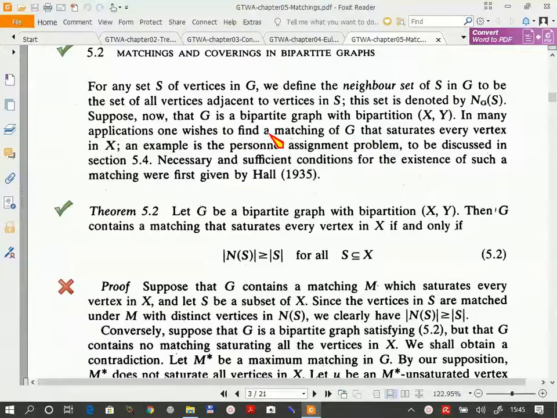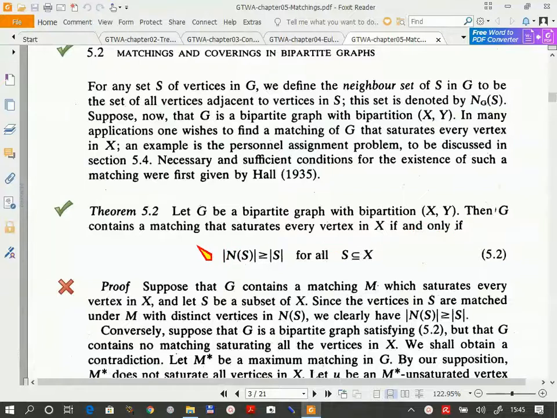Now suppose that G is a bipartite graph and that we have the bipartition X, Y. In many applications, one wishes to find a matching of G that saturates every vertex in X. An example is the personnel assignment problem. And we'll see that as an exercise. Here we have a necessary and sufficient condition for the existence of such a matching. So, let G be a bipartite graph with bipartition X, Y.